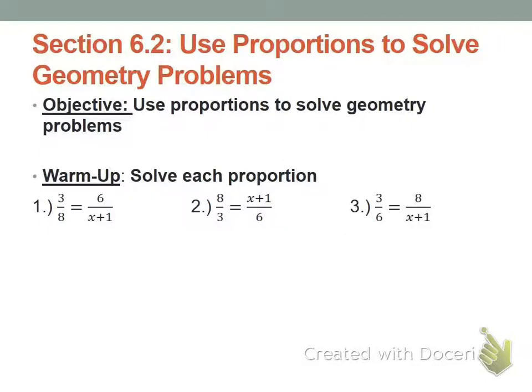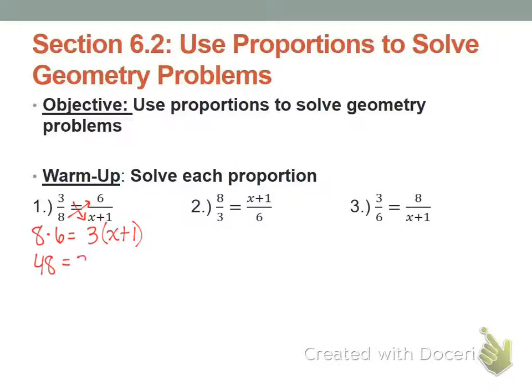How do we solve proportions? Cross multiply. We take the cross product. Sometimes we could refer to that as the product of the means equal to the product of the extremes. So in this case, that would be 8 times 6 equals 3 times (x plus 1). Remember to put parentheses around any numerators or denominators that have more than one term so that you remember to distribute.